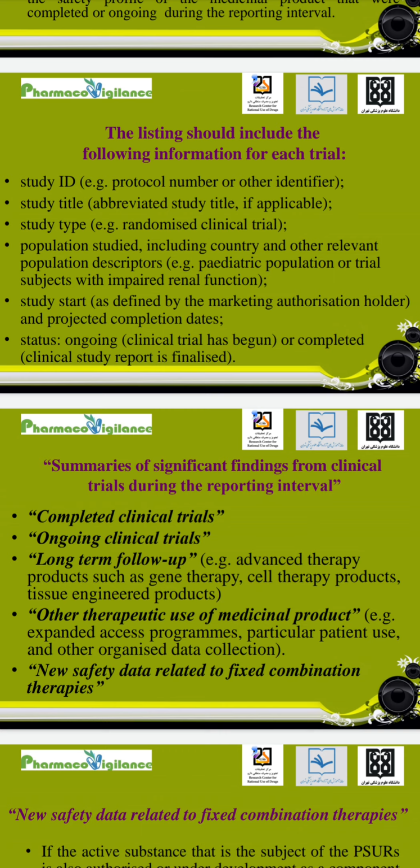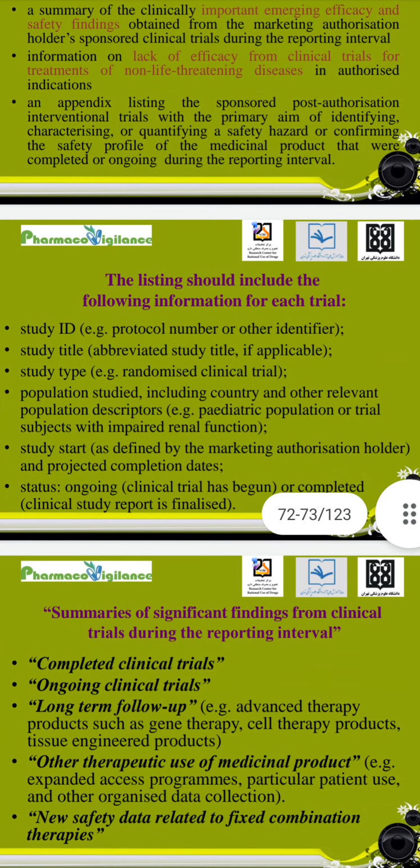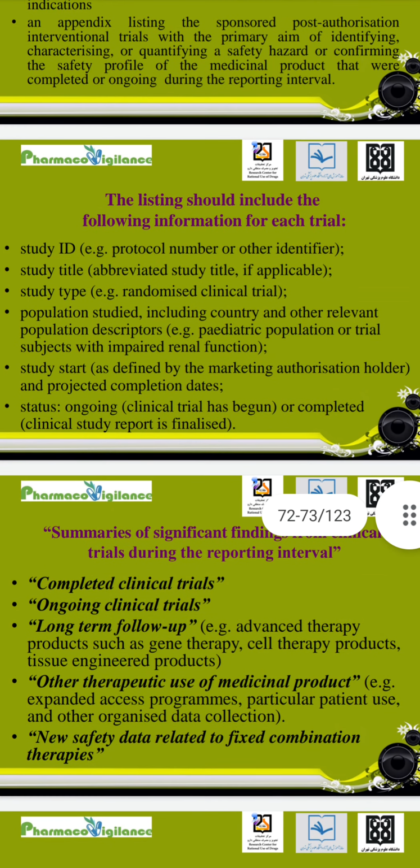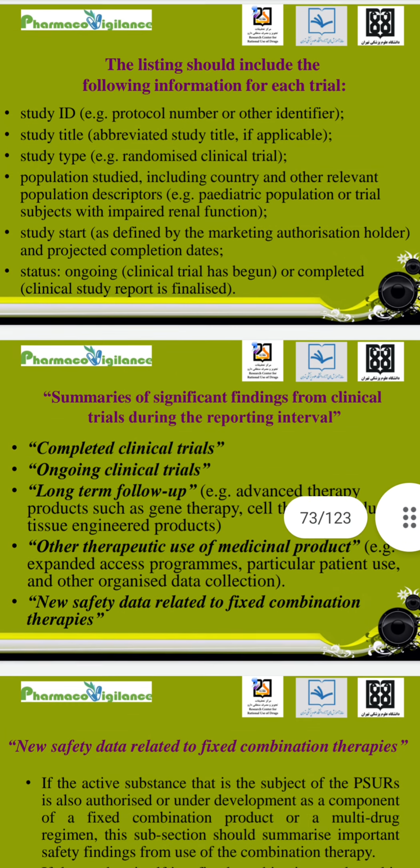Okay, the listing should include the following information. Which list? The list of summaries of significant findings from the clinical trials should have a study ID, an identifier or protocol number, a study title, a study type, population studied, population description, a study start, and a status.